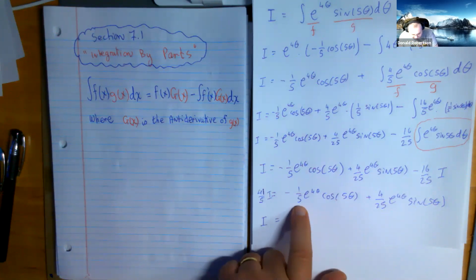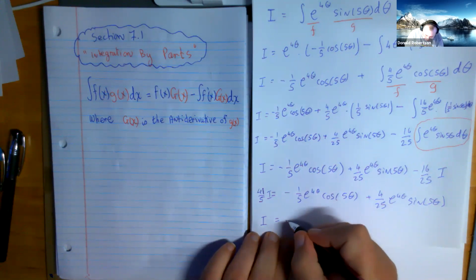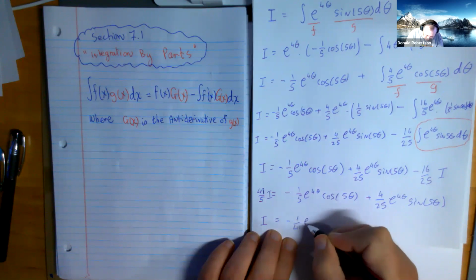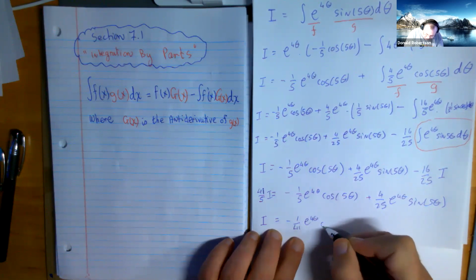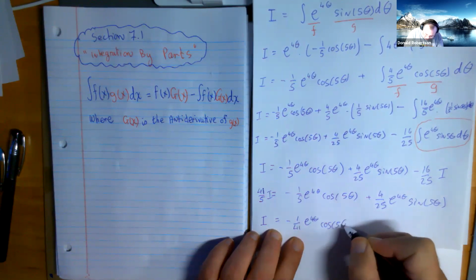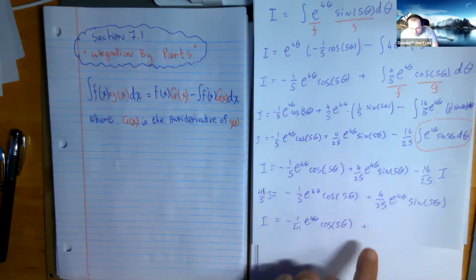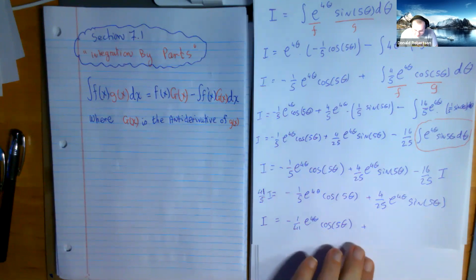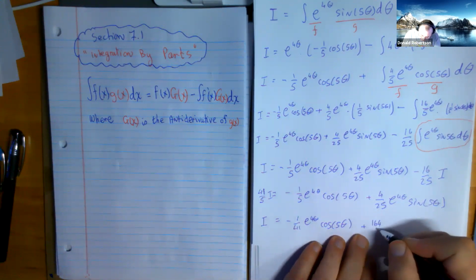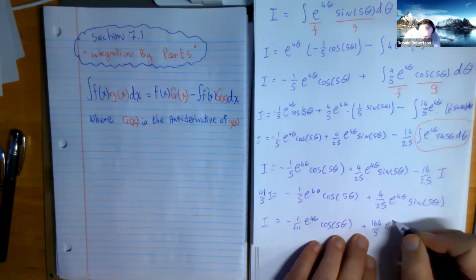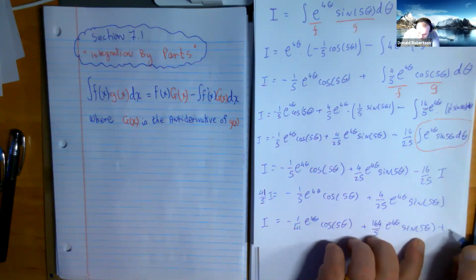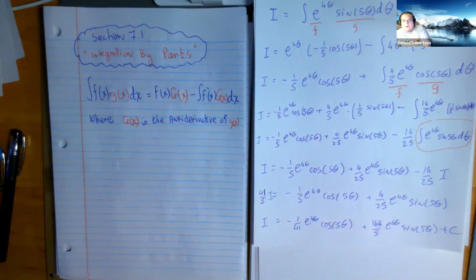But if you multiply this guy by 5/41, you get negative 1/41 e to the 4 theta, the cosine of 5 theta. If you multiply this fella by 5/41, you still got 5 in the bottom. You got 164, I believe, fifths e to the 4 theta, sine 5 theta, and add a c at the end. Whew.